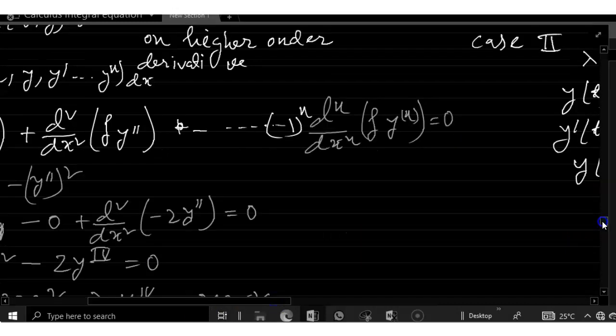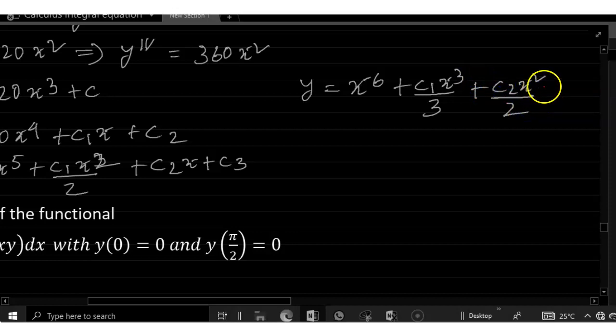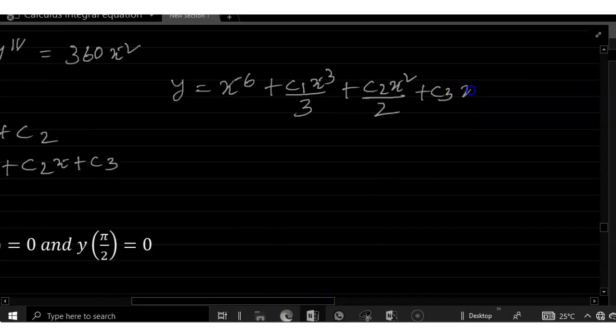Similarly, I get y equals x to the power 6 plus c1 x cube divided by 3 plus c2 x square divided by 2 plus c3 x plus c4. This is my y.